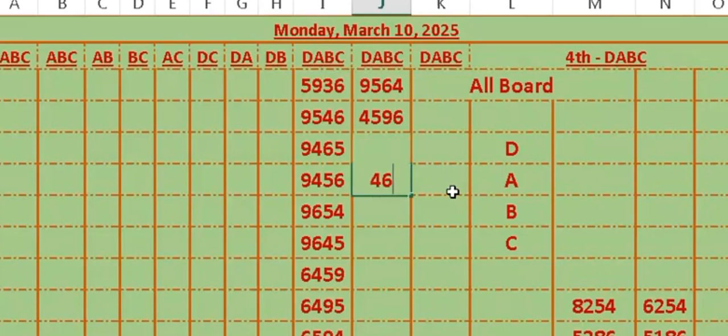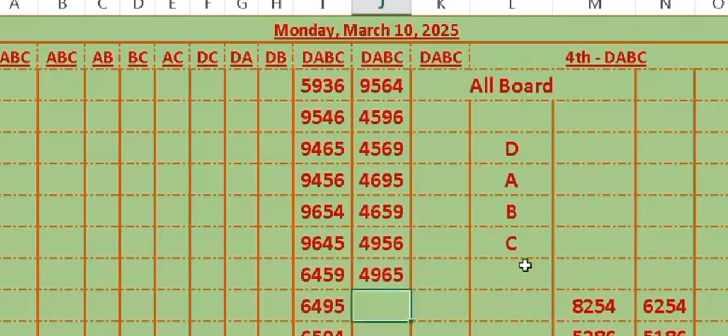We'll pick two digits for all board. Then we'll pick up D, A, B, C individually. We won't focus on ABC today. We will focus on individual two-digit boards like AB, AC, BC, DA, DB, DC. So focus on those boards.